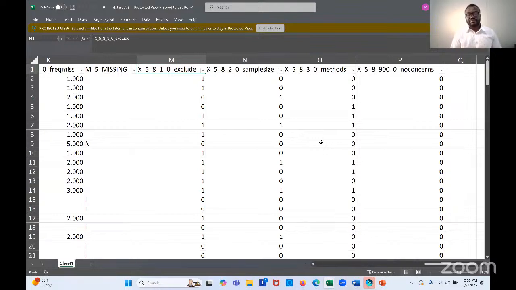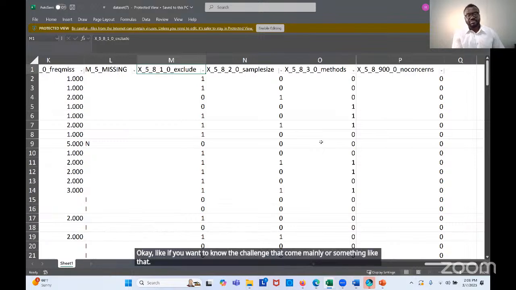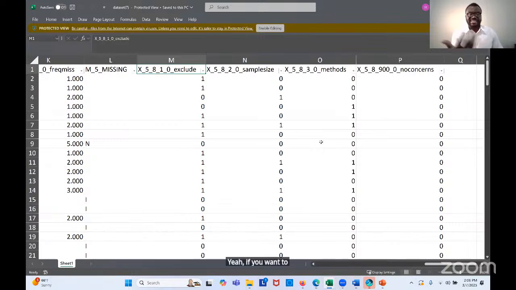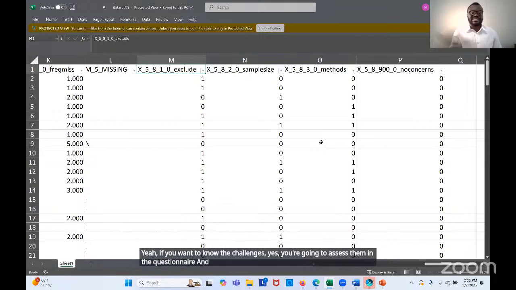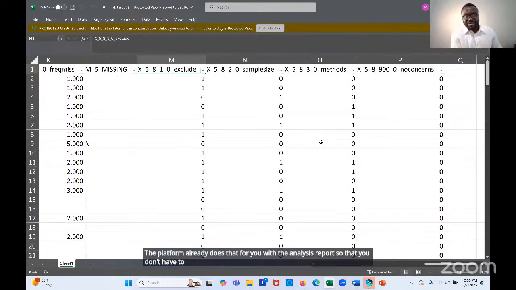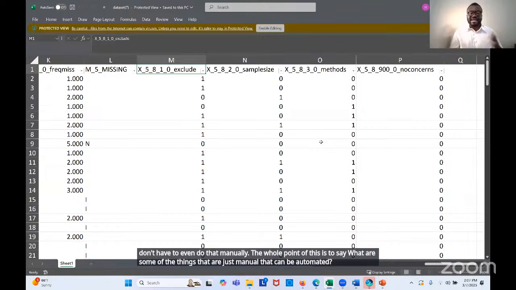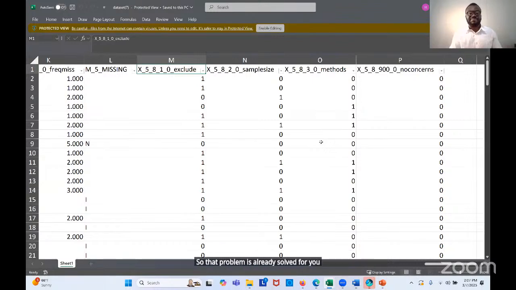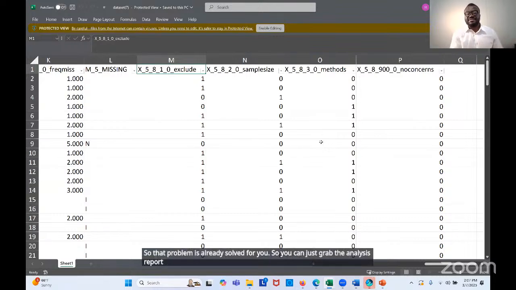Okay, like if you want to know the challenges. Yeah, if you want to know the challenges, yes, you're going to assess them in the questionnaire. And if it's just descriptive analysis, the platform already does that for you with the methodology, with the analysis report, so that you don't have to even do that manually. The whole point of this is to say, what are some of the things that are just manual that can be automated? So that problem is already solved for you. You can just grab the analysis report and look at it. That will suffice for your descriptive analysis.